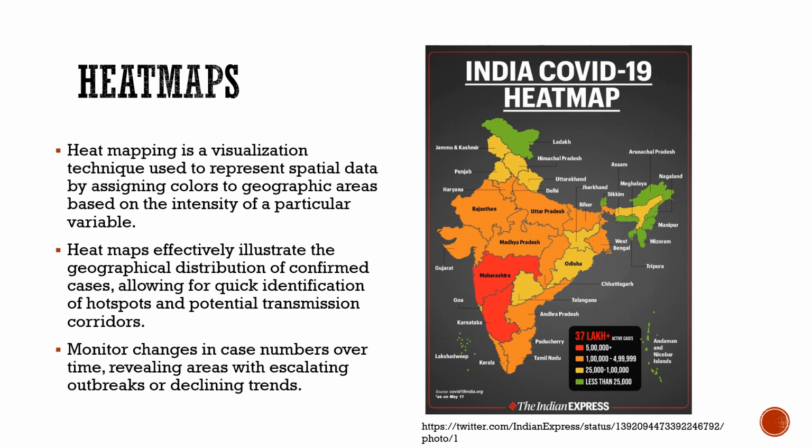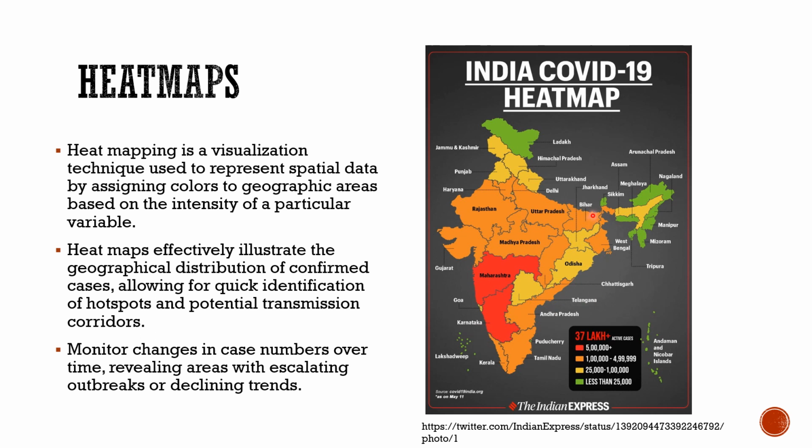Heat maps are yet another visualization technique, used to represent spatial data by assigning colors to geographic areas based on the intensity of a particular variable. Heat maps effectively illustrate the geographical distribution of confirmed cases, allowing for quick identification of hotspots and potential transmission corridors. They monitor changes in case numbers over time and reveal areas with escalating outbreaks or declining trends.